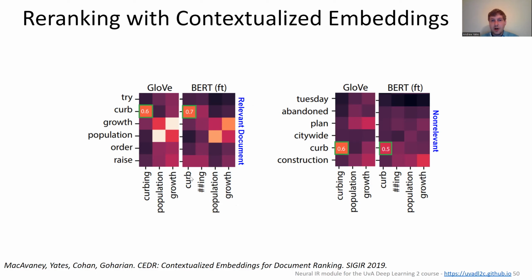So the similarity between curb and curb for BERT in the relevant document is 0.7. Here, curb is in the sense to slow in both the query and the document. Or if we look in the non-relevant document between, again, curb and curb, the similarity has dropped from 0.7 to 0.5. The reason for that is in the non-relevant document, it's talking about curb construction. So, the raised area by the side of the street, or at least by the side of some streets, versus curb as in the verb to slow. So we see that the contextualized embeddings have reduced the similarity here in the non-relevant document. And so this gives you some intuition for how these contextualized embeddings are useful.